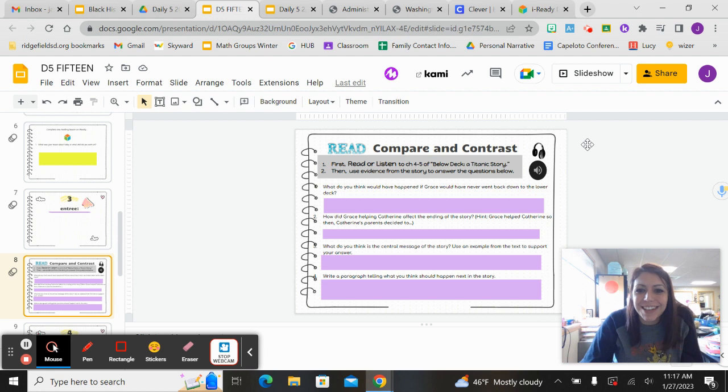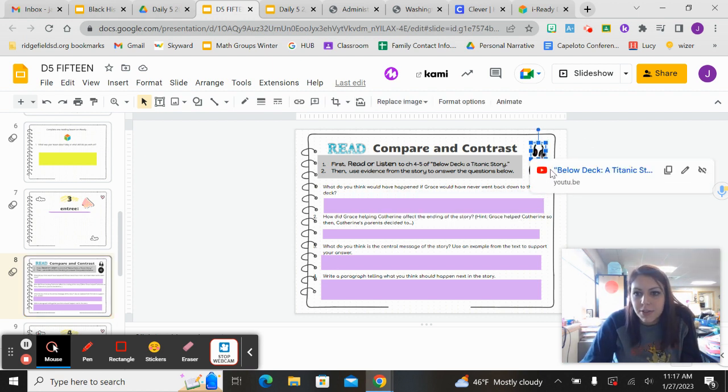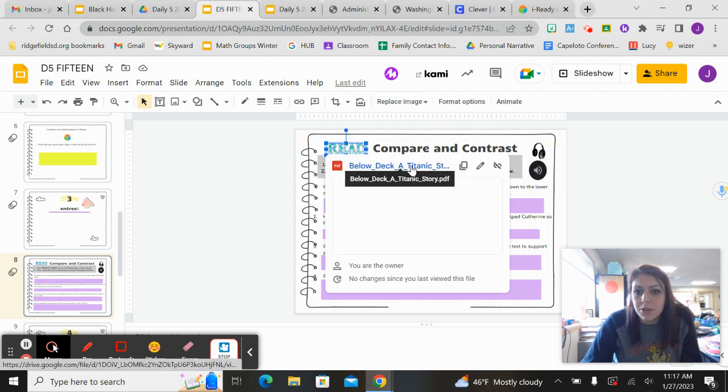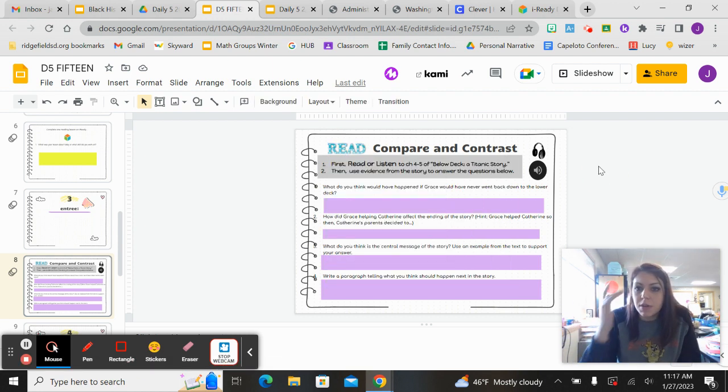So here's what you're going to do: you're going to read or listen to chapters 4 and 5. You can click on the little headphones if you want to hear me read it. You can click on the little read sign if you want to read it yourself online, or of course, we have the actual books that you can have in front of you, or all three at the same time. Then you're going to take a look at these questions below.